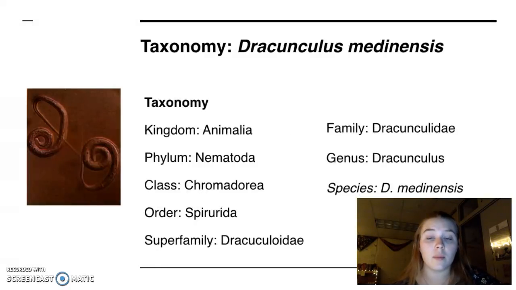So as for the taxonomy of this disease, it falls under the kingdom of Animalia. It's in the phylum of Nematoda, which is the roundworms. And if you skip down to the family, it is Dracunculidae. These are the largest of the roundworms. And below that is the genus, Dracunculus, and the species is Dracunculus medinensis, which is actually the largest of those Dracunculidae.